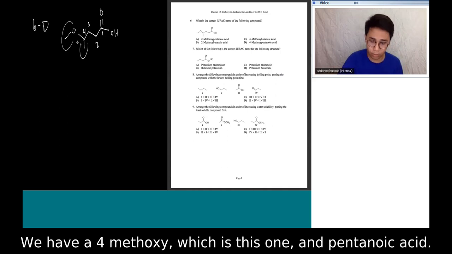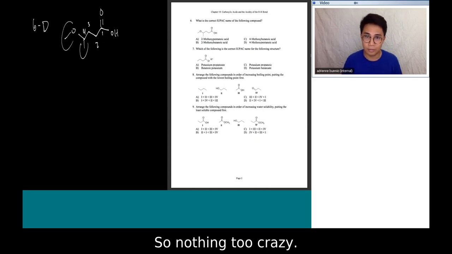We have a 4-methoxy, which is this one, and pentanoic acid. So yeah, nothing too crazy. Six, is that it? That's it.